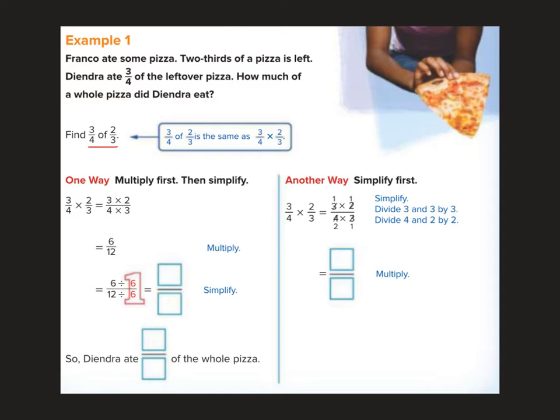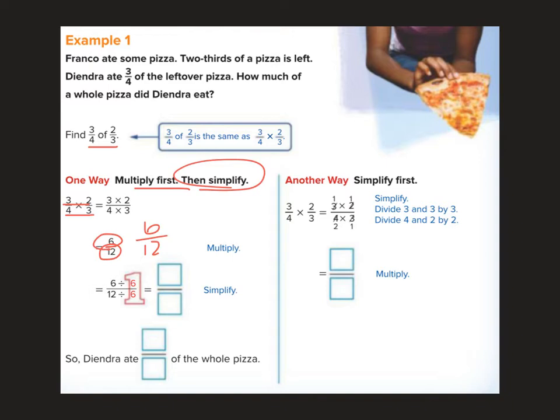2/3. Okay? One way is we could multiply first, then simplify. So that's kind of what we've been doing. I've been holding out this little trick on you because I didn't want to confuse anybody too soon. Hopefully this doesn't confuse you now, but anyway, so multiply numerators. 3 times 2 is 6. Multiply denominators. 4 times 3 is 12, so we would have 6/12.